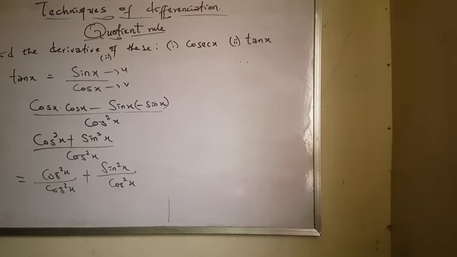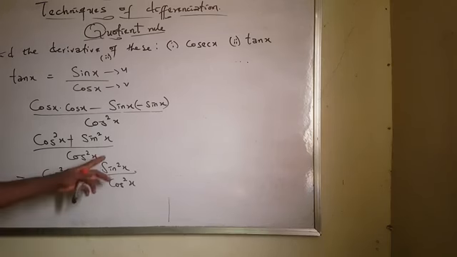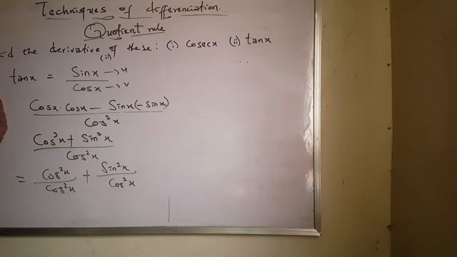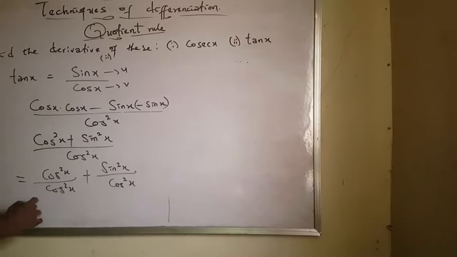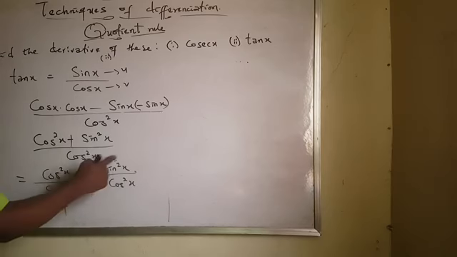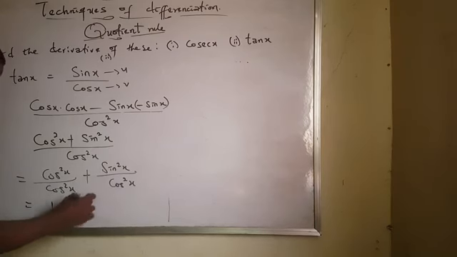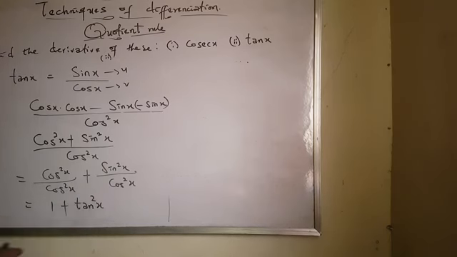Okay, if we solve this way, there will be a problem, because this one will give us 1 and this one will give us 1 plus. There's another method, but let's go here. We have 1 plus sin squared, that will give us 1 plus tan square x. This is what this will give us.